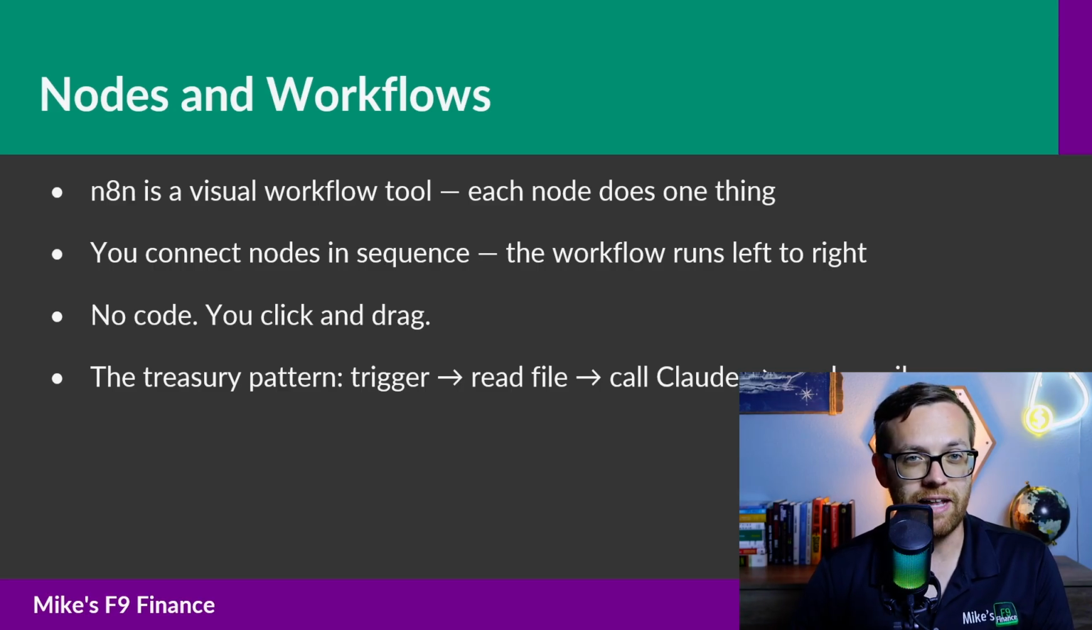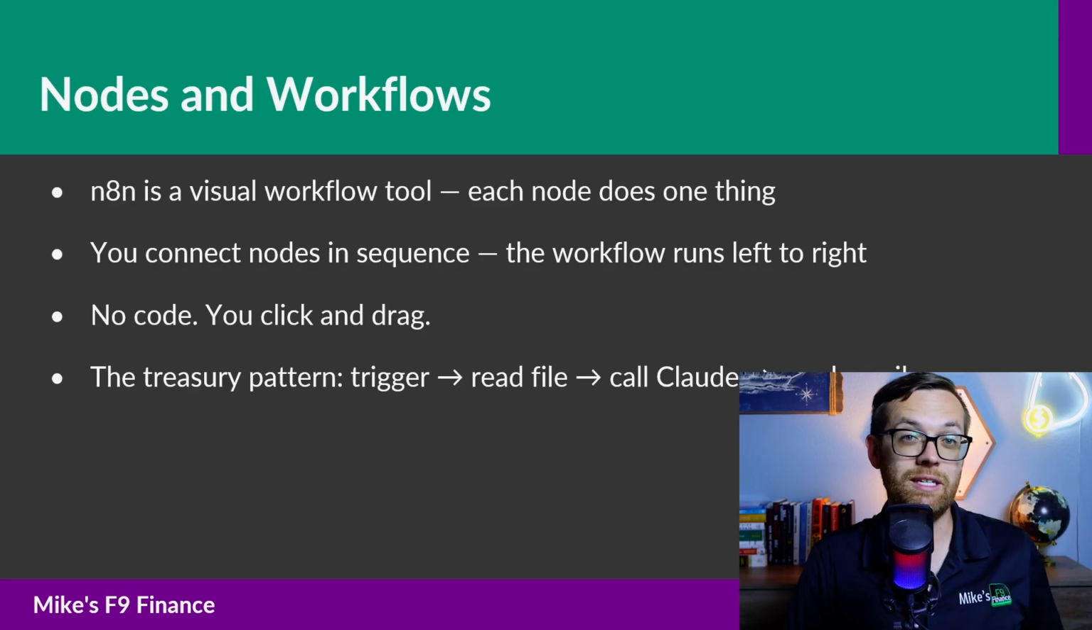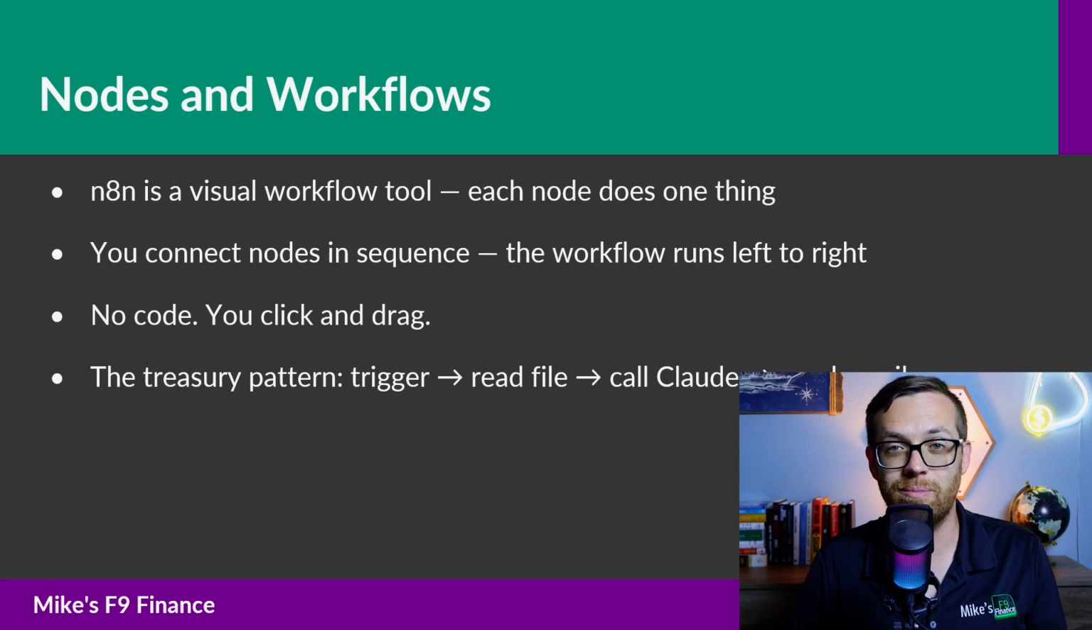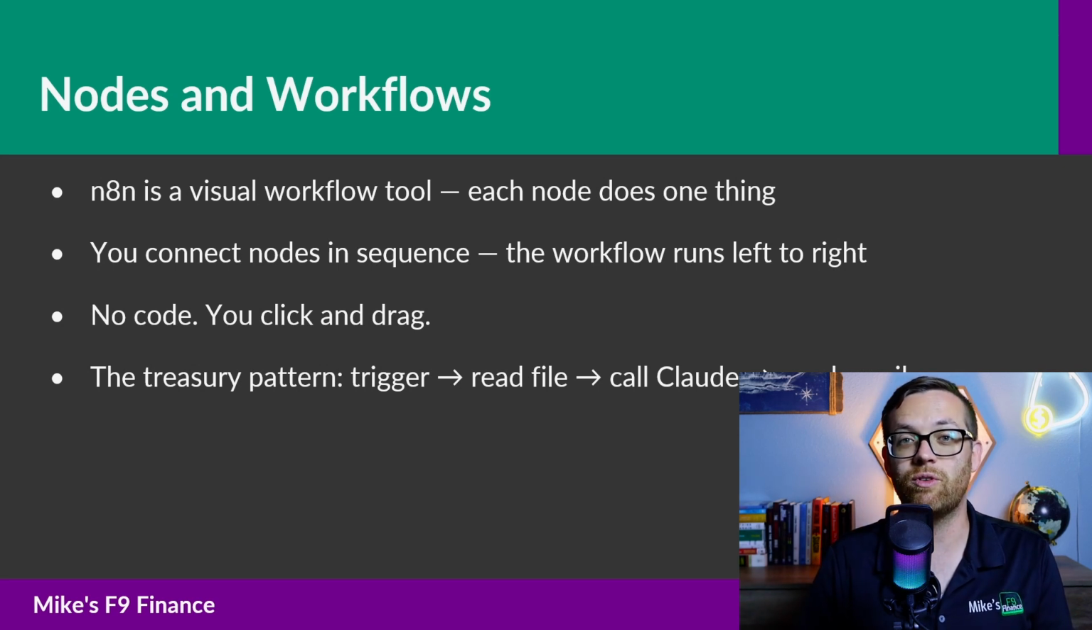Now, I'm going to show you this live, but for now you need to know that each block is called a node, and each node does one thing. A read file node reads a file. A send email node sends an email. An HTTP request node calls an API. You connect them in sequence to build a workflow, and the workflow runs from left to right.